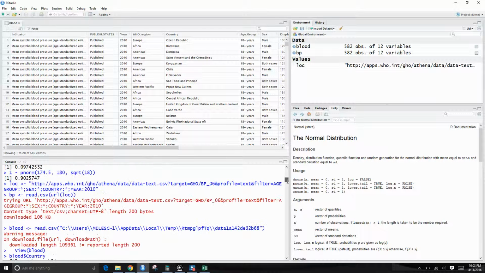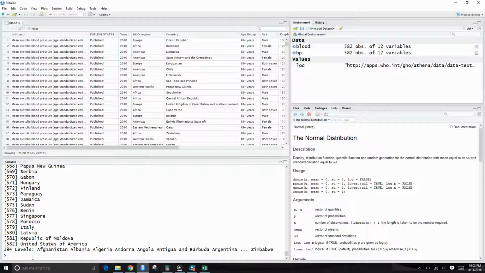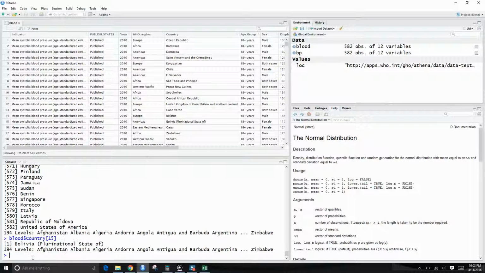And so we can subset all of this stuff. We can say, okay, what was the 15th item in country? And so I would use a square bracket: blood dollar sign country, to say look at the column country, and then square bracket 15 says give me the 15th element in that thing. And it says, okay, the answer there is Bolivia, Plurinational State of. I didn't realize that was the official name of Bolivia, and so we have that, okay?